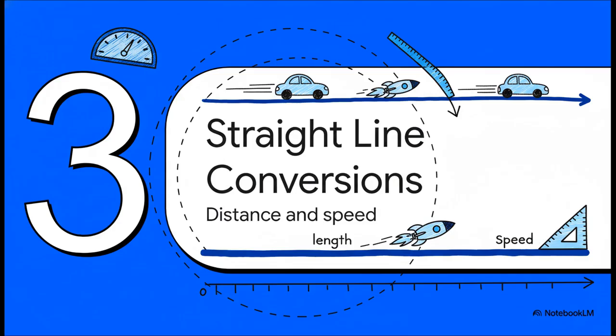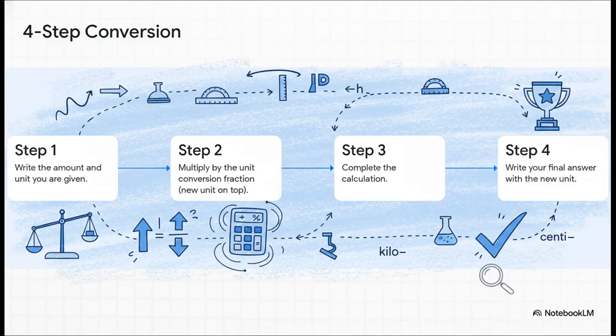All right, time to actually use this stuff. We're going to start nice and easy with simple, one-dimensional things like distance and speed. You know, just to get our feet wet and build up some confidence before we move on to the trickier bits. And I want to give you a foolproof 4-step method that will work every single time. Seriously. Step 1, you just write down what you're given. Step 2, you multiply by a special fraction that has your new unit on top. Step 3, you get to cancel out the old units and just do the simple math. And step 4, you write down your answer. Let's give it a shot.